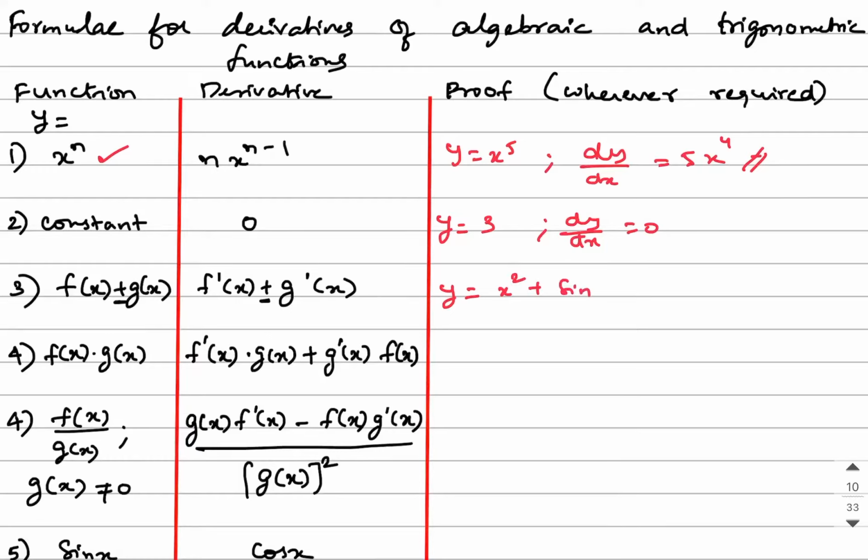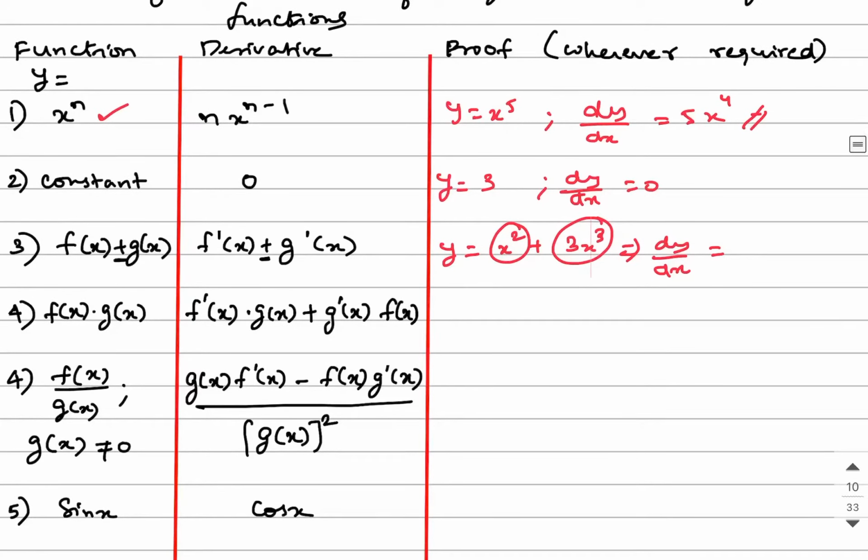Let's say you have y is equal to x square plus 3x cube. When you have something like this, then this will be f of x, this will be g of x. Then dy by dx will be equal to the derivative of x square, which is 2x, plus or minus the derivative of 3x cube, which is 3 into the derivative of x cube, that is 3x square. So the answer will be 2x plus or minus 9x square.